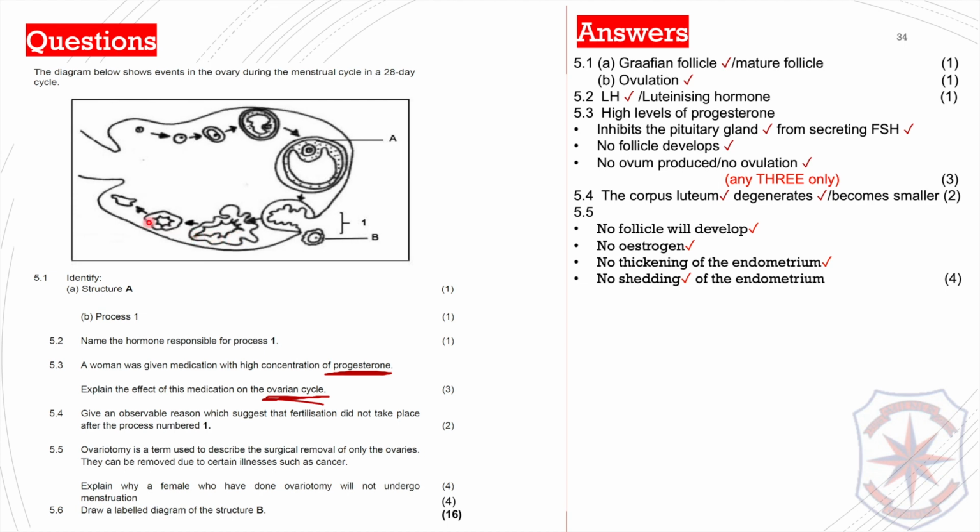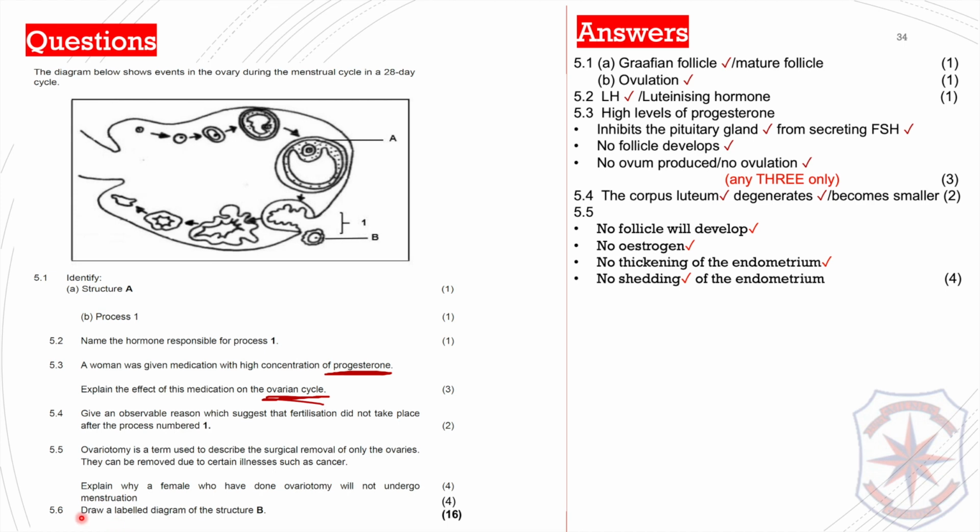The corpus luteum is degenerating, as you can see over there. Okay? So that is one of the indications of no fertilization. So the corpus luteum degenerates or becomes smaller in size for 2 marks. Corpus luteum, 1 mark. That's what we can see. And what happens to it is that it degenerates. Hence, we say fertilization did not take place.